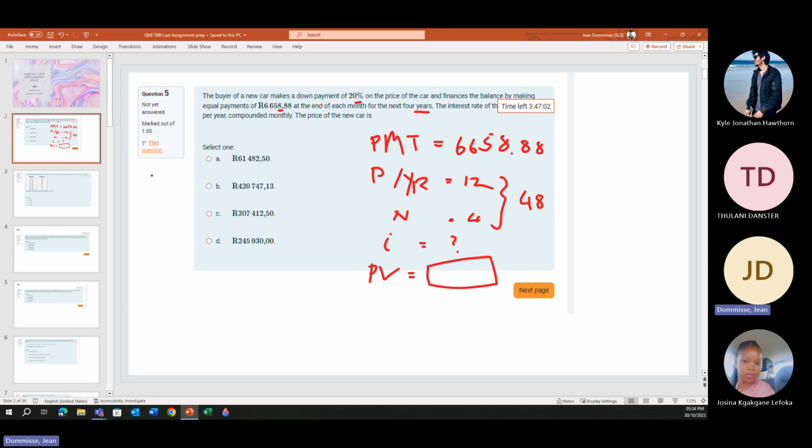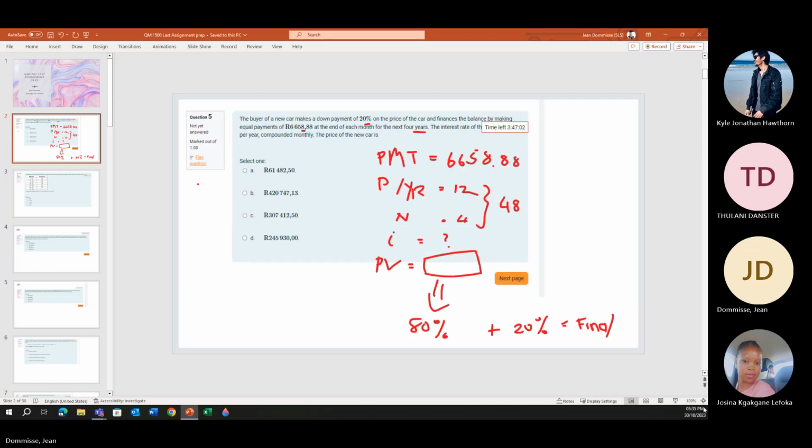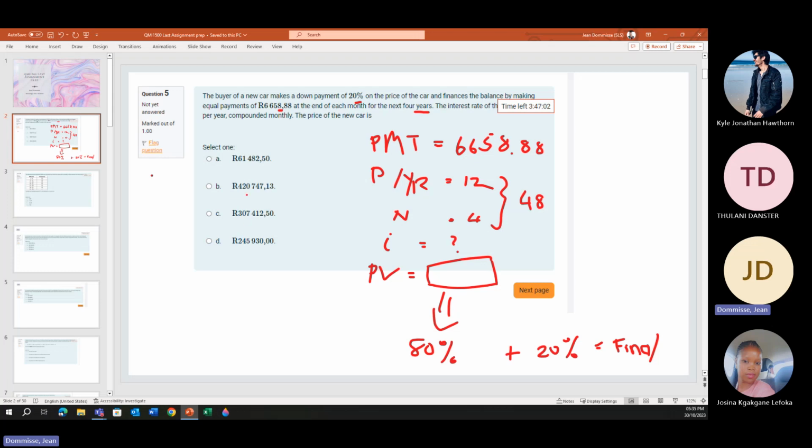But that is your present value, with 80% of the value of the car. So you will still need to add 20% to get to the final answer. That is the catch for this one. If I look at some of these answers, it might be that plus that gives you that answer. Seems like it.